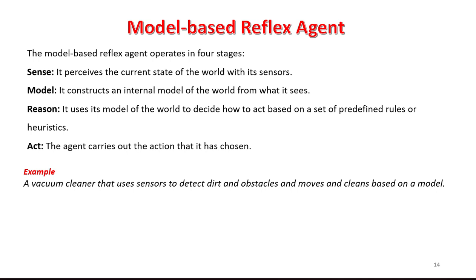The model-based reflex agent operates in four stages: sense, model, reason, and act. What is meant by sense? Perceive the current state of the world with its sensors. Model: it constructs an internal model of the world from what it sees. Reason: it uses the model of the world to decide how to act based on predefined rules and heuristics. Act: the agent carries out the actions that it has chosen. For example, we can consider a vacuum cleaner that uses sensors to detect obstacles, moves and cleans. The vacuum cleaner problem is one example of a model based agent.